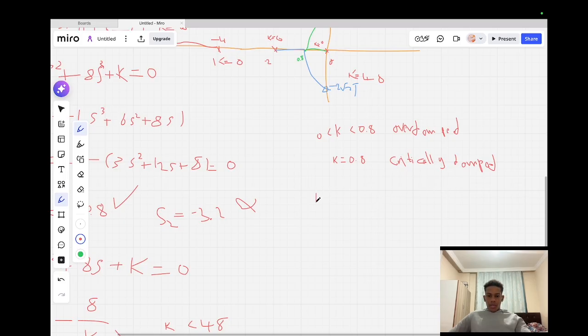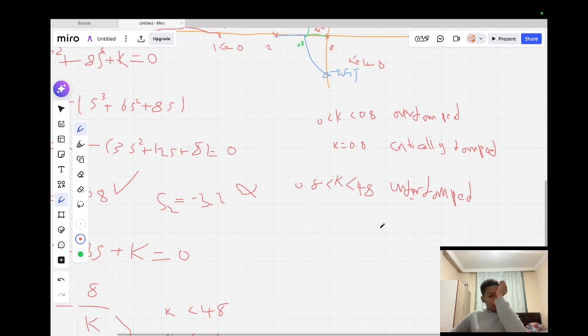And here, if K is bigger than 0.8 and less than 48, it is underdamped, because the roots become complex conjugates in the negative side.